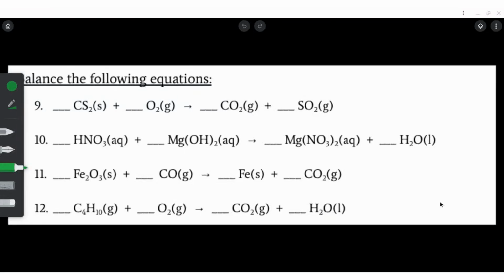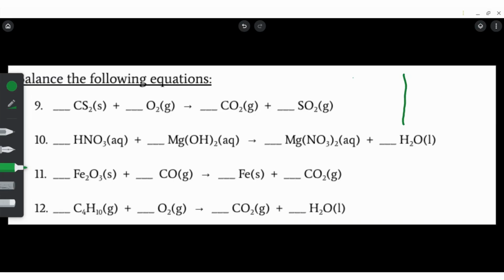Hello, everybody. This is video number 2, walking through the 3.2a, check for understanding. And right now we're going to be balancing some chemical equations. And so first thing we do on number 9 is we are going to count how many of each atom we see on each side of the reaction.